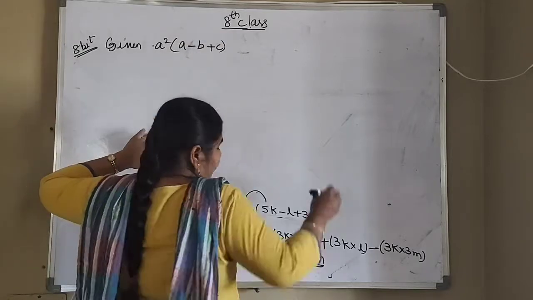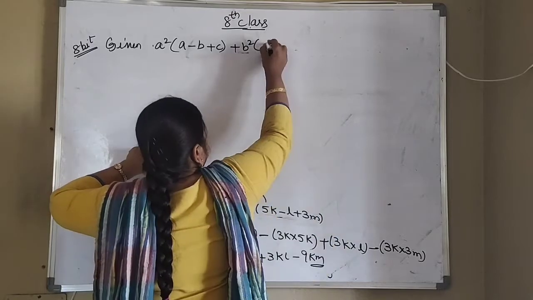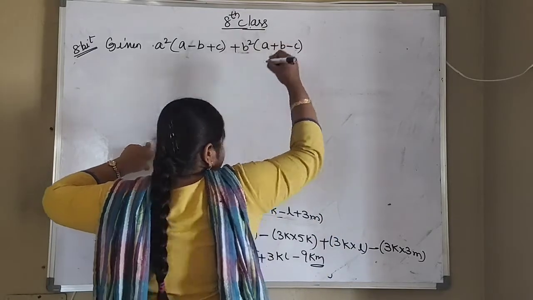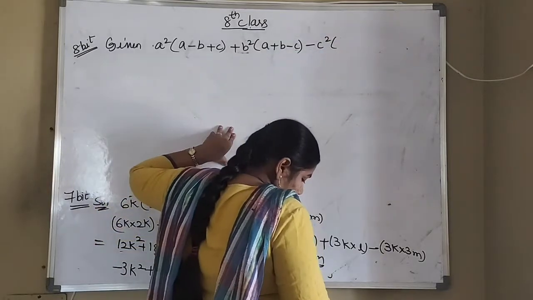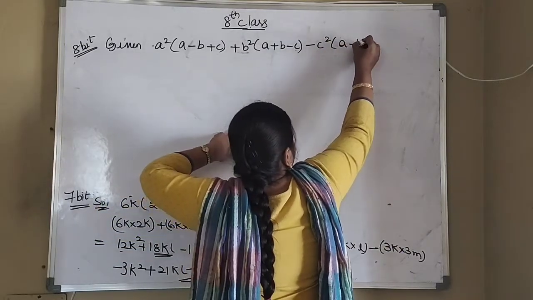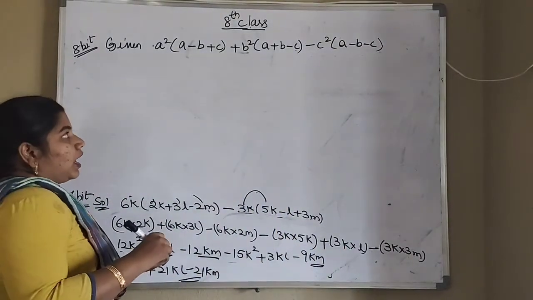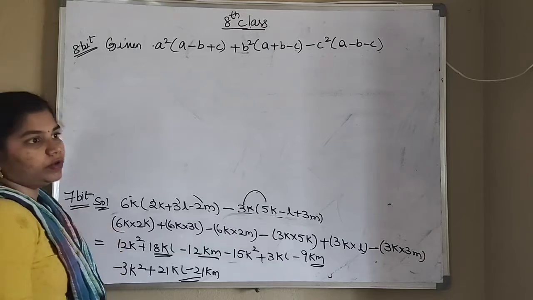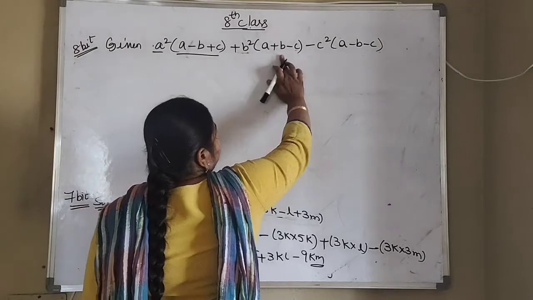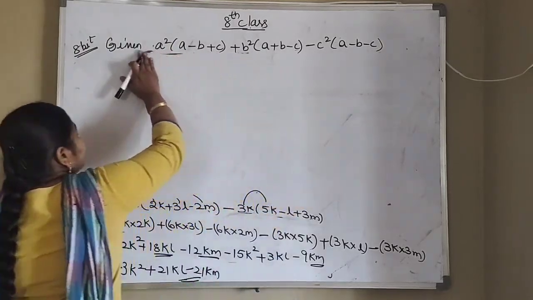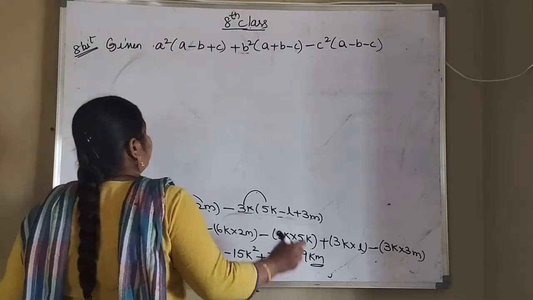plus c, plus b square into a plus b minus c, minus c square into a minus b minus c. So each and every term we have to multiply and simplify the given question. So first you multiply. This is a monomial, trinomial, monomial, trinomial, monomial, trinomial. So we are multiplying a monomial with a trinomial now. So each and every term you multiply now.